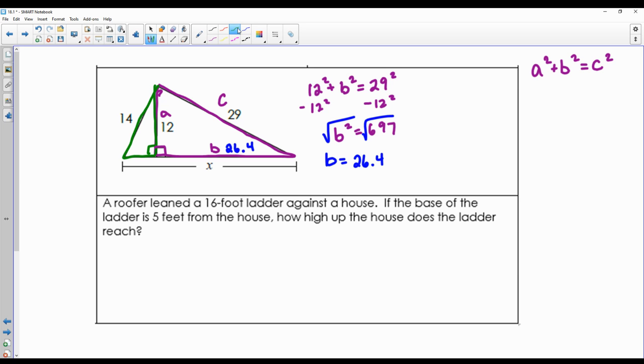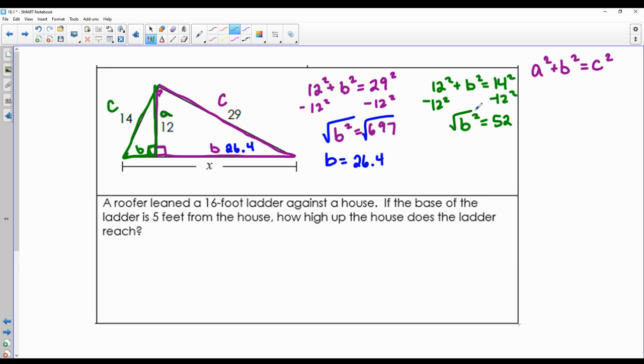All right, now we're going to do the exact same thing, but we're going to use the green triangle right here. Okay, so we go across from our right angle. This 14 is our C. We can still use this 12 as our A, and then we're going to try and find that B down there. So A squared, or 12 squared, plus B squared is equal to C, or 14 squared. Now subtract your 12 squared from both sides, and B squared is equal to 14 squared minus 12 squared, which gives me 52.